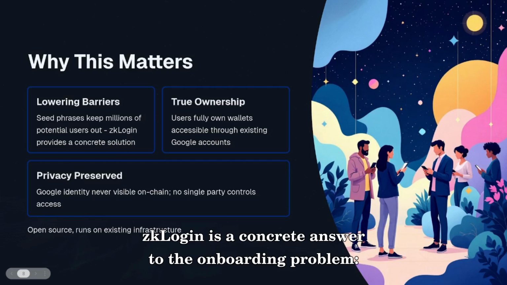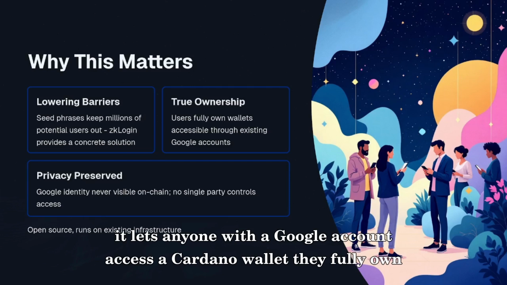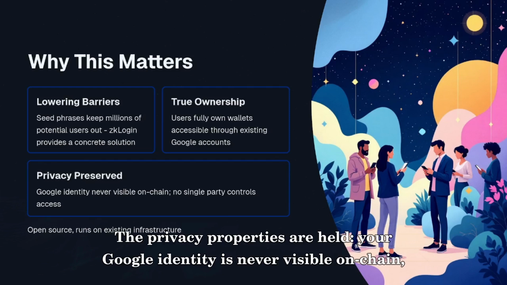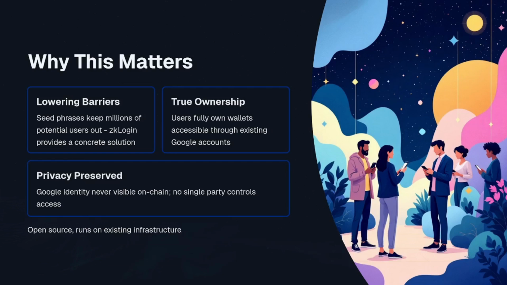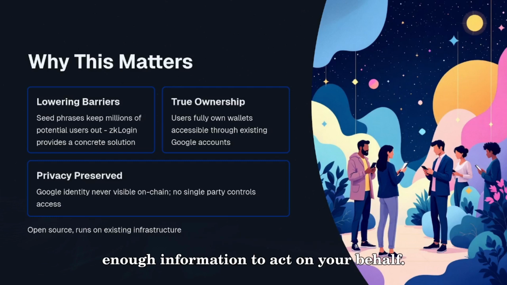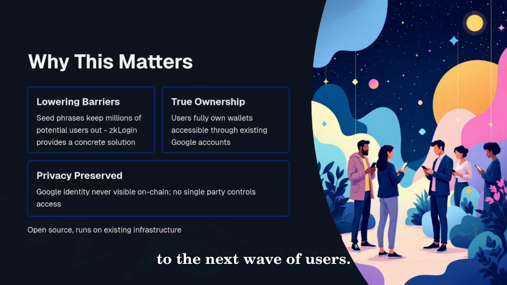zkLogin is a concrete answer to the onboarding problem. It lets anyone with a Google account access a Cardano wallet they fully own and that no third party can control. The privacy properties are held. Your Google identity is never visible on chain, and the security model is designed so that no single party, not even Google, has enough information to act on your behalf. We believe this is a meaningful step towards making Cardano accessible to the next wave of users.